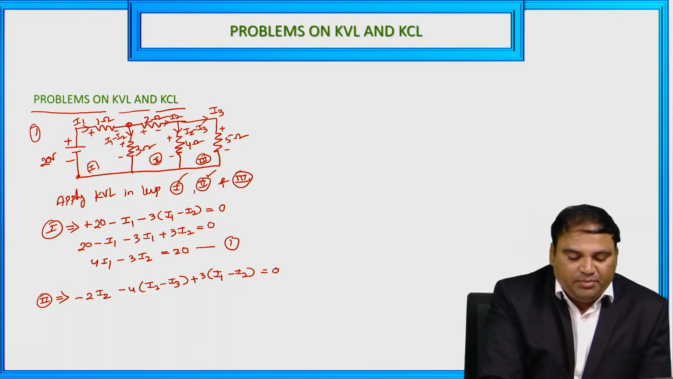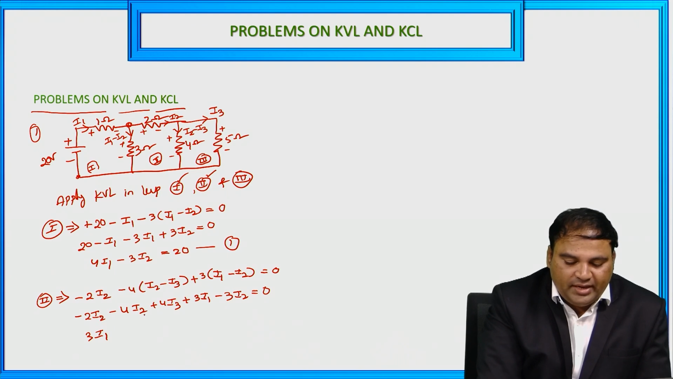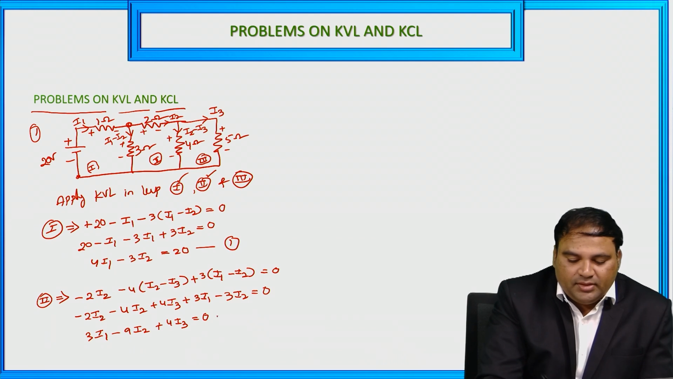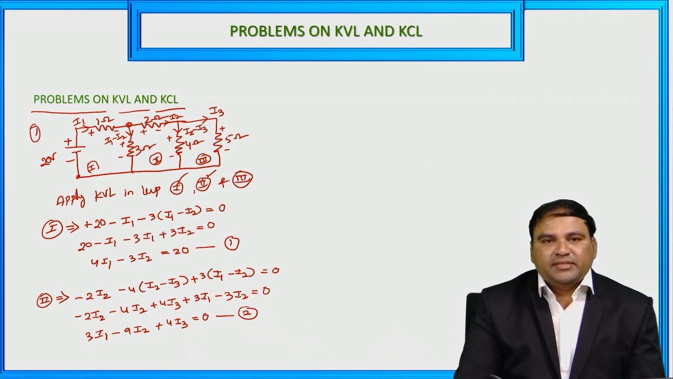Now simplify this equation. So minus 2I2 minus 4I2 plus 4I3 plus 3I1 minus 3I2 equal to 0. Now 3I1, so minus 2I2 minus 4I2 minus 3I2, that is minus 9I2, plus 4I3 equal to 0. Let us take this as equation number 2. Here is the second loop equation.